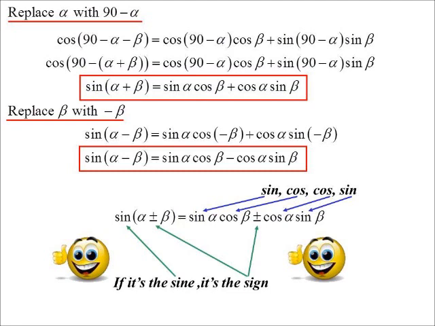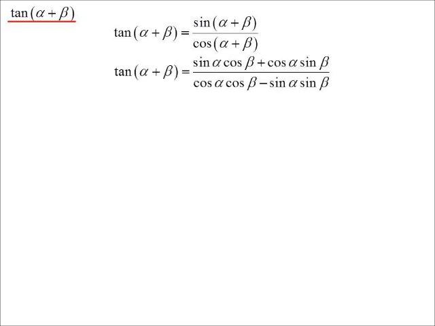Let's create one. We can't have a formula for sine and cos without a formula for tan. All right, tan is, of course, sine divided by cosine. And we have formulas for sine and cosine. Say it with me. Sine becomes sine cos, cos sine. If it's the sine, it's the sine. Very good. And then on the bottom of the fraction, cosine becomes cos cos, sine sine. If it's not the sine, it's not the sine. Yeah, simple. Beautiful.